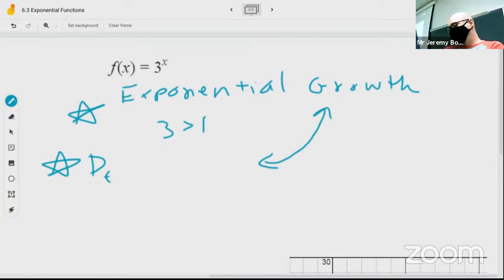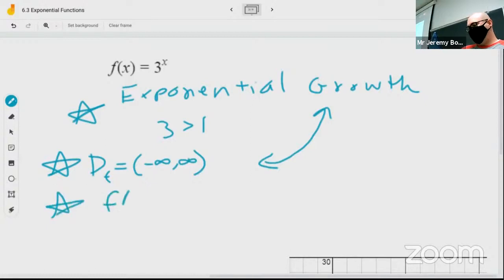Negative infinity, positive infinity. Domain of all exponential functions in the basic form is going to be negative infinity to positive infinity. It is possible they throw an x in a denominator somewhere. You probably won't see anything like that in this class, but I mean, it is possible. In the realm of possibilities, it could happen. Or you could have a square root somewhere. Something like that. But for this class, it probably won't. What else we got?